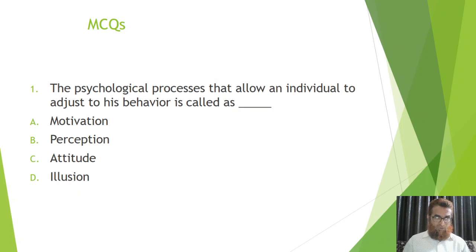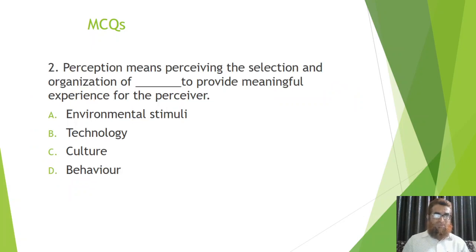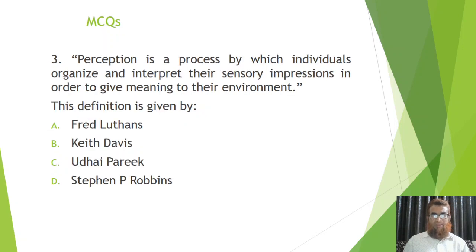Motivation, perception, attitude, illusion. Second question, perception means perceiving the selection and organization of dash to provide meaningful experience for the perceiver. Four options are environmental stimuli, technology, culture, behavior. Third question is, perception is a process by which individuals organize and interpret their sensory impressions in order to give meaning to their environment. This definition is given by Fred Luthans, Keith Davis, Uday Parikh, Stephen P. Robbins. Choose the correct answer.